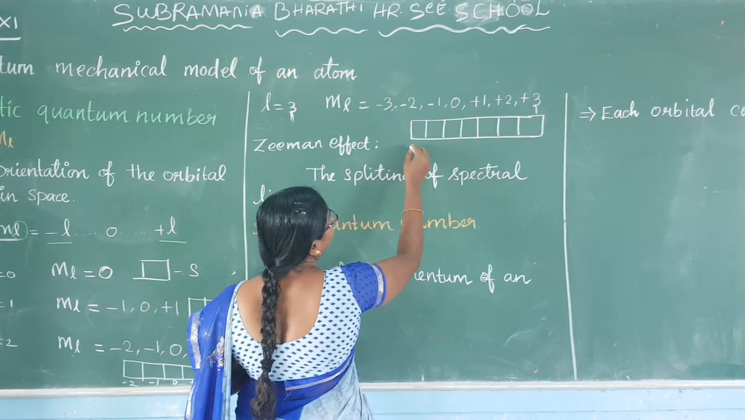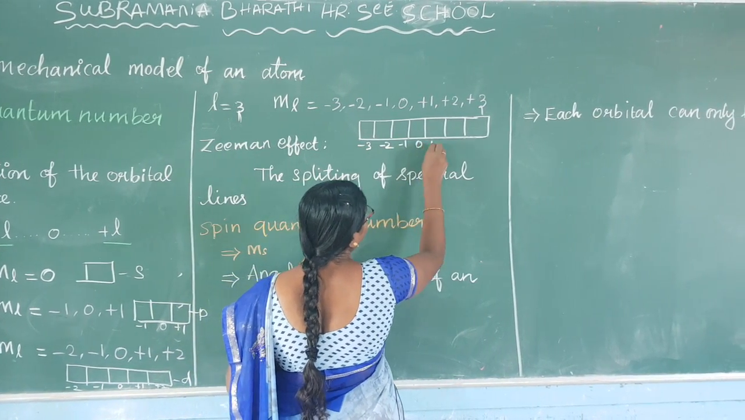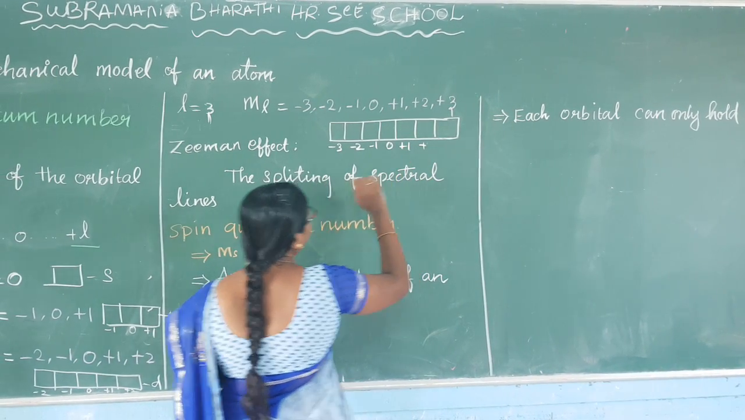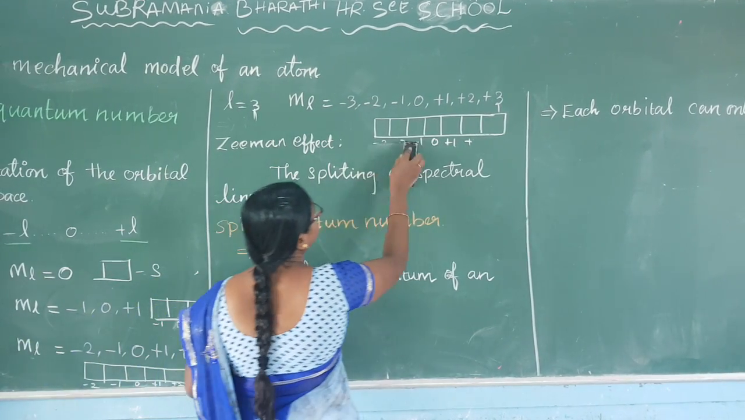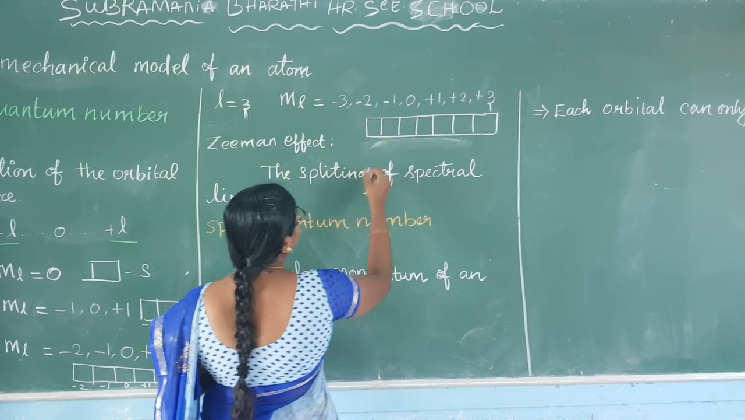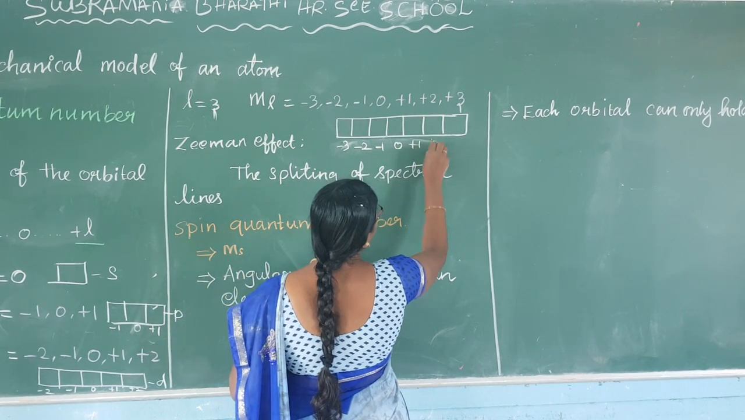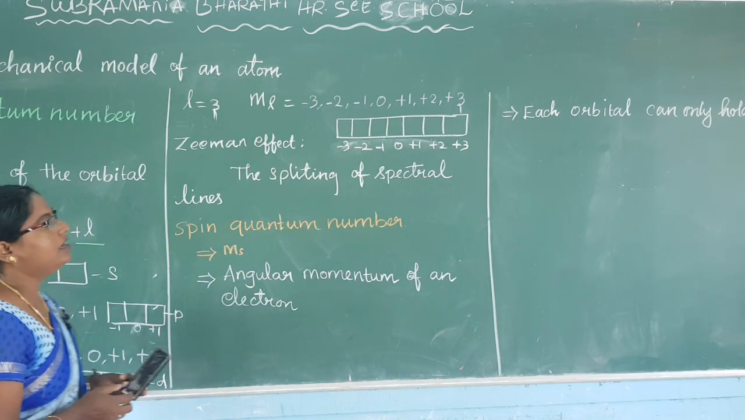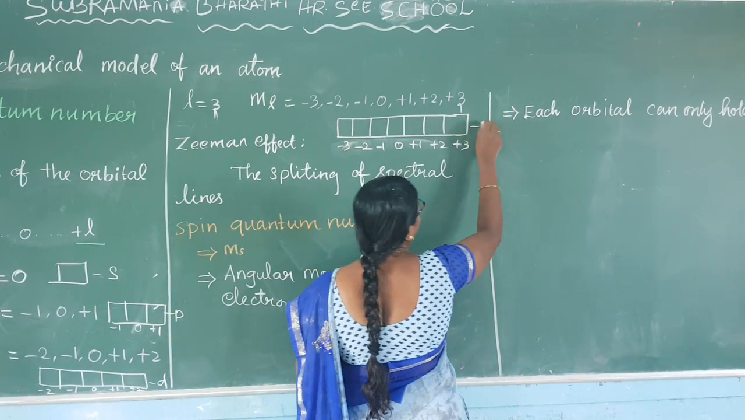Okay, let me write the values here. Minus 3, minus 2, minus 1, 0, plus 1, plus 2, plus 3. I am having 7 degeneracy set here. Okay. So, this indicates the f orbital.